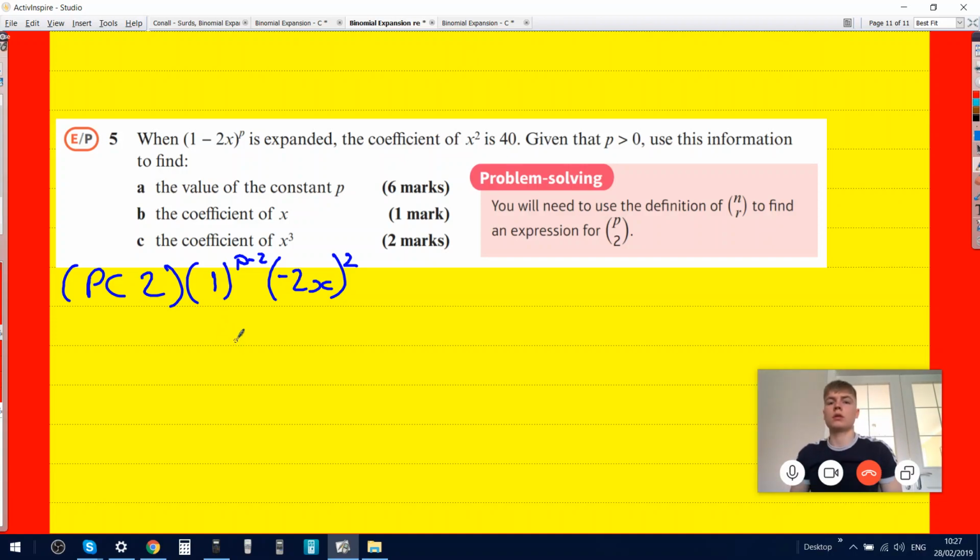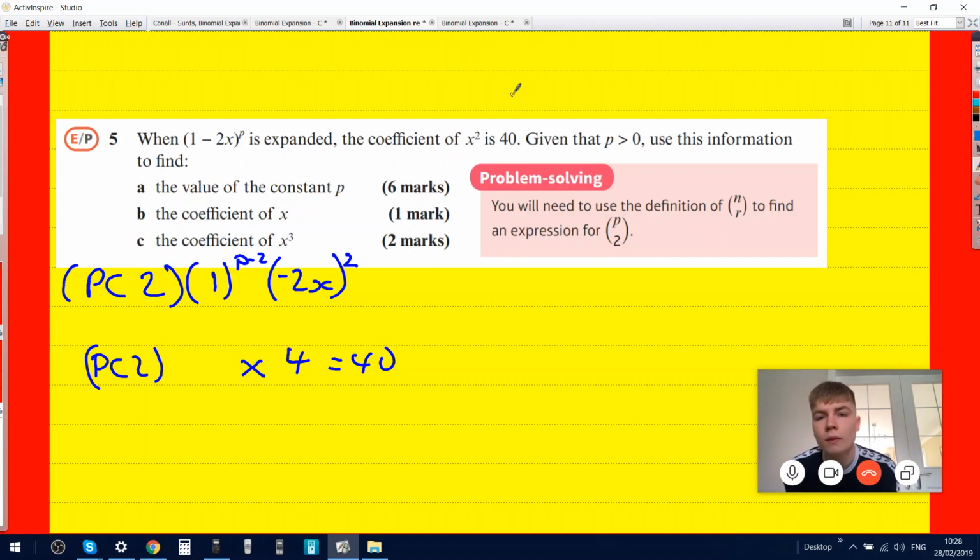Okay, what is this? So the coefficient of x squared is 40. What is minus 2 squared? Minus 2 squared is 4. So that's going to be 4. What is 1 to the power of anything? Just one. So it'll be timesing it by 1. And so it'll be 4 times p choose 2 gives you 40.